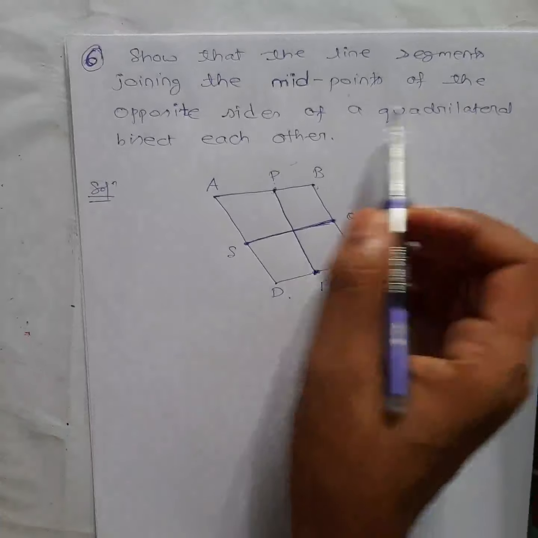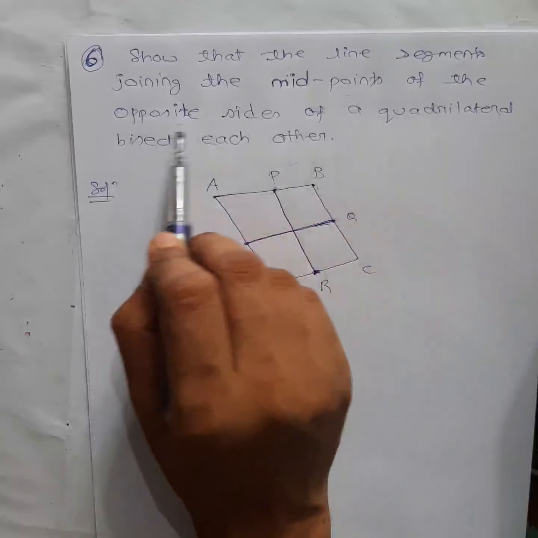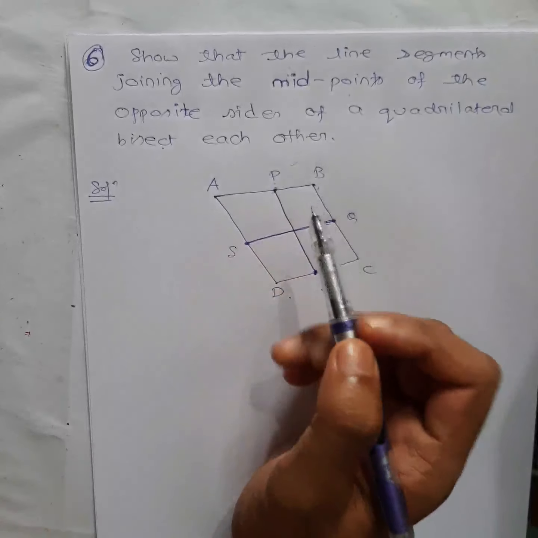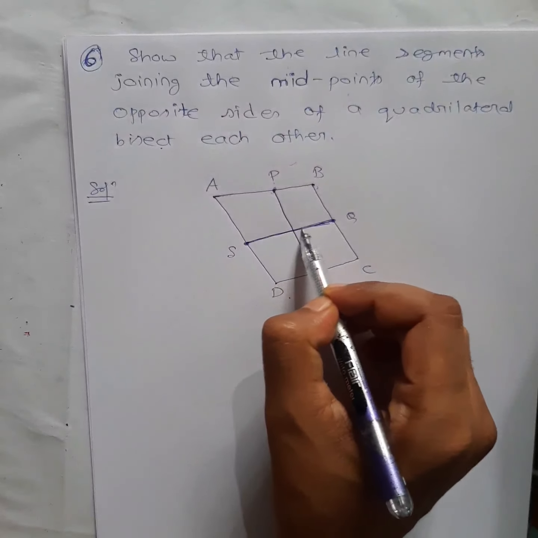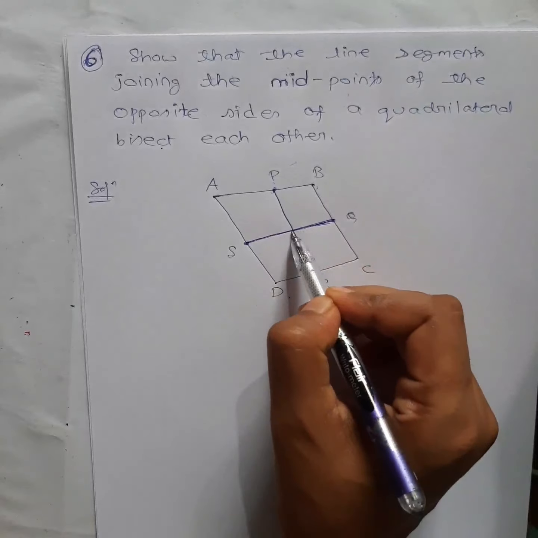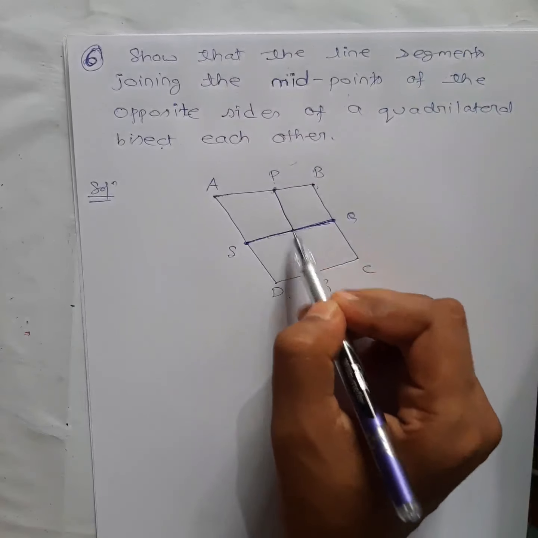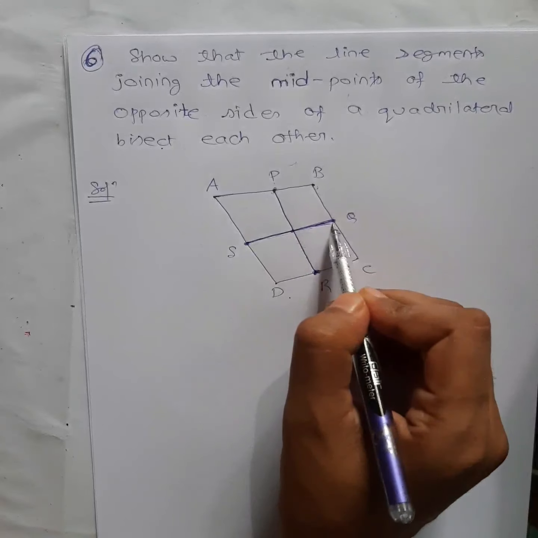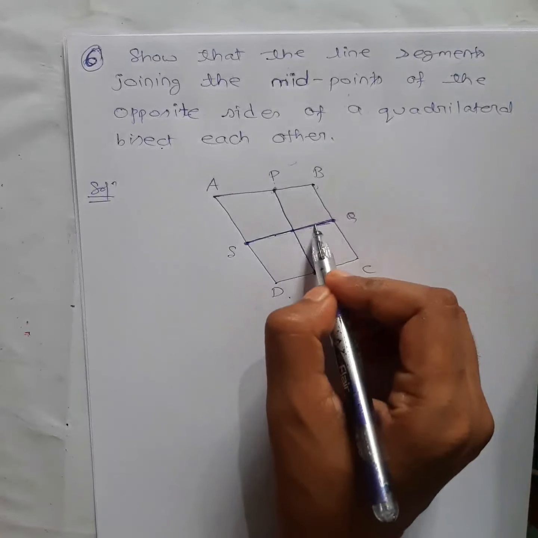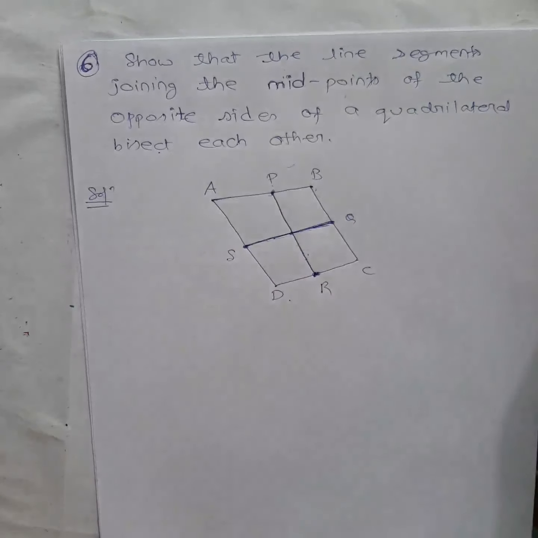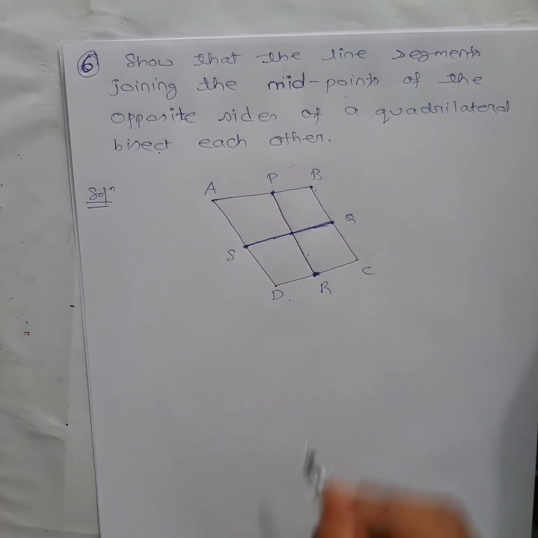Okay, so show that the line segments joining the midpoints of the opposite sides of a quadrilateral bisect each other. You have to show that these line segments bisect each other. Bisect each other means this will cut this line into two halves, and this line will cut this one into two halves. So this and this equal I have to show, this and this equal I have to show, meaning they bisect each other. Okay, now how will we show that?